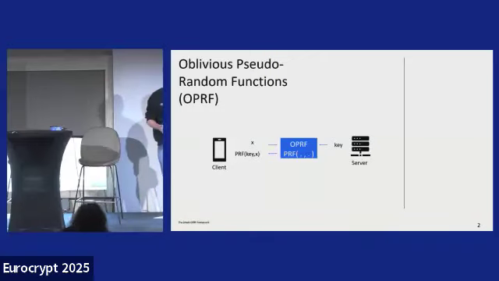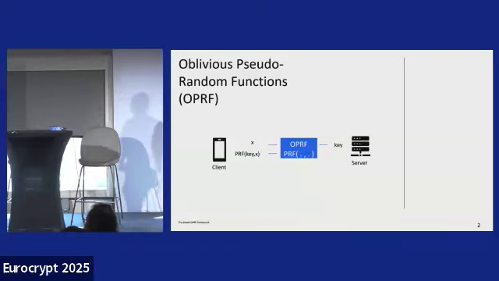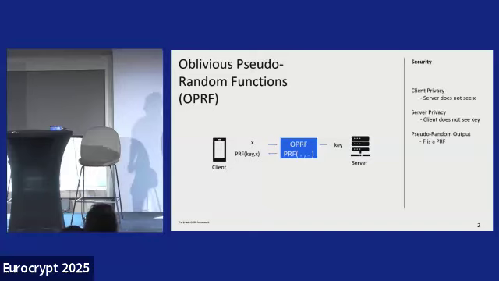OPRF is short for oblivious pseudo-random function, and it's a two-party protocol. There's a client and a server, and they want to jointly evaluate a pseudo-random function in such a way that the client has some input x, and the server holds the key for the PRF. In the end, the client should learn the output of the PRF in such a way that the server does not learn on which points the PRF was evaluated. The other way around, of course, the client should not learn which key was used. And also, the client should not be able to evaluate the PRF without the help of the server.